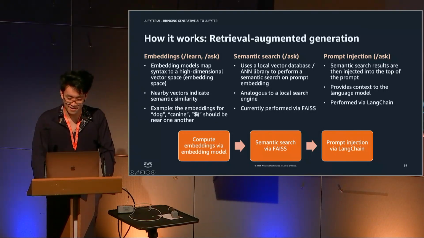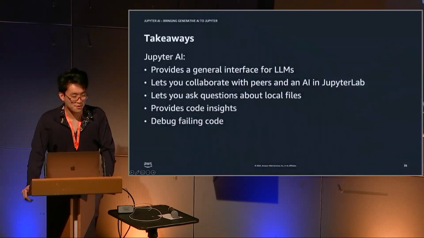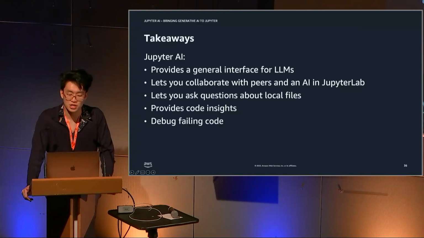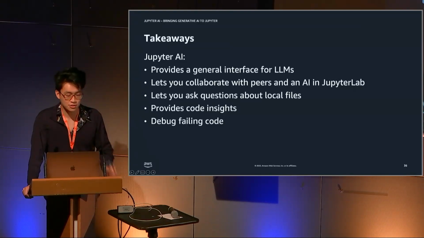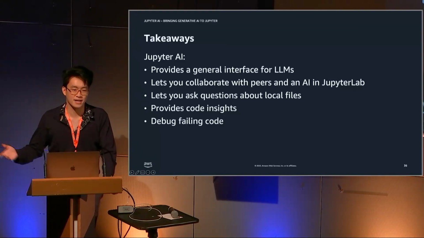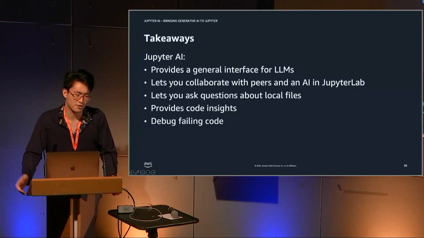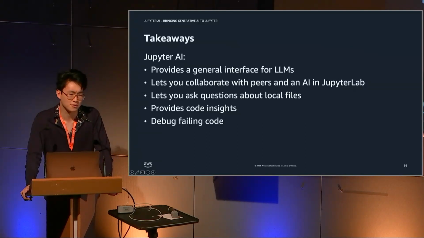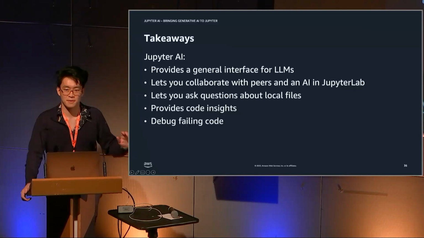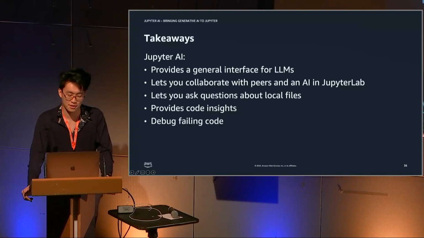Whew, all right. Takeaways, what have we learned today? You have learned today that Jupyter AI provides a general interface for multiple language models. You have learned that Jupyter AI lets you collaborate with peers and an AI simultaneously in JupyterLab. And this kind of circles back to that big idea of democratizing access to compute and open science that was highlighted earlier in yesterday's afternoon talk on governance. This lets users that may speak completely separate languages collaborate with one another.